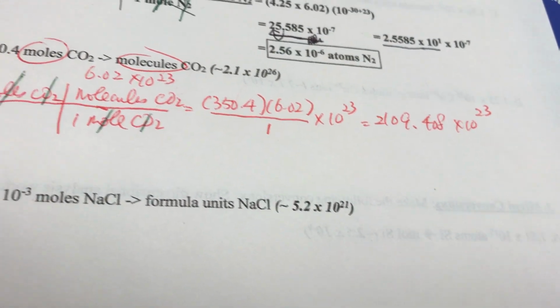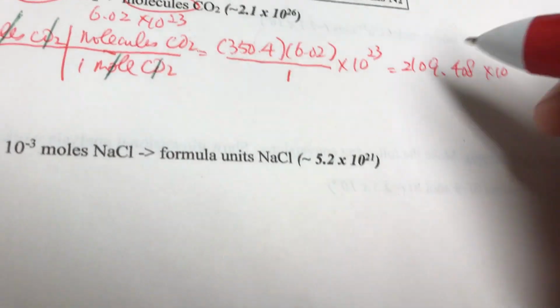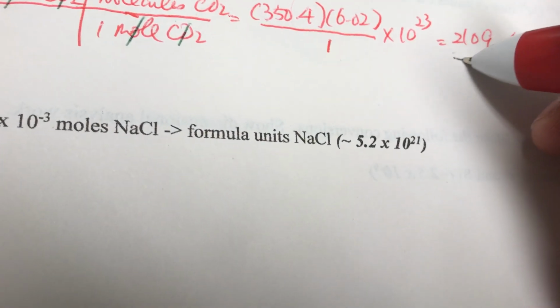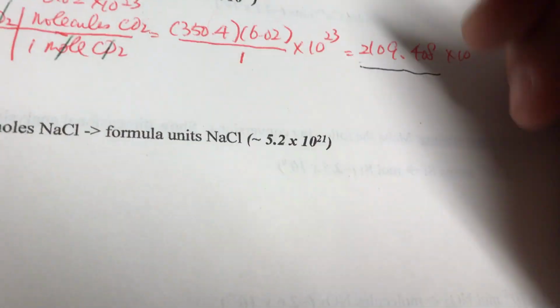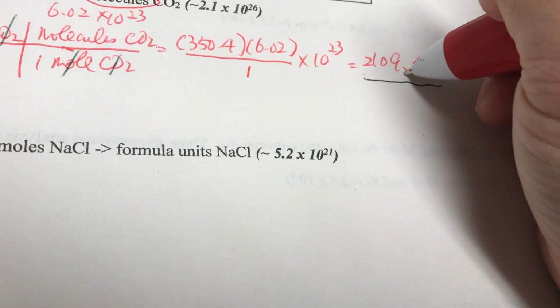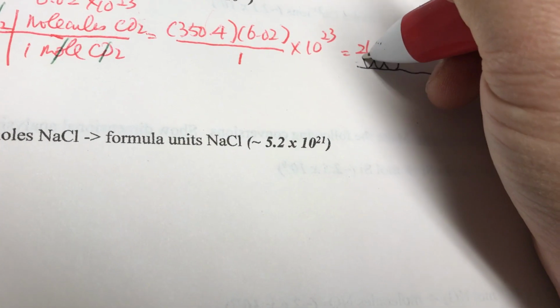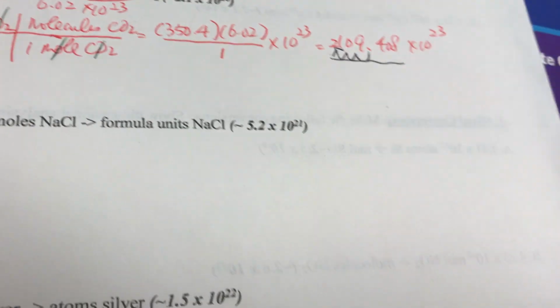Okay, now this number I'm going to check. I'm not happy with this number because it is not between 1 and 9.999. So I'm going to move the decimal. Right? I move how many? 1, 2, 3 to the left.